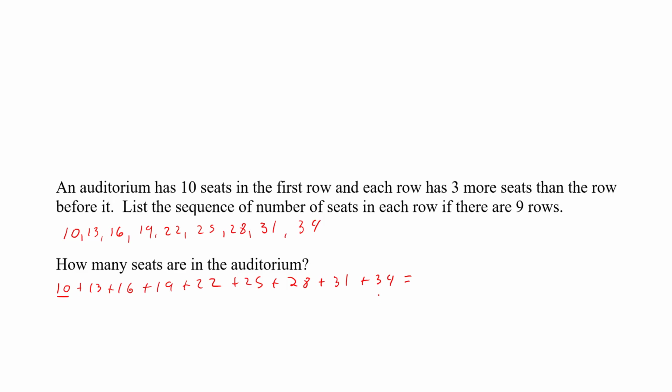But if you notice, if you add 10 and 34, you get 44. If you add 13 and 31, you get 44. If you add 16 and 28, you get 44. If you add 19 and 25, you get 44. So you get 4 44s, and 22. 198. There are 198 seats in this auditorium.